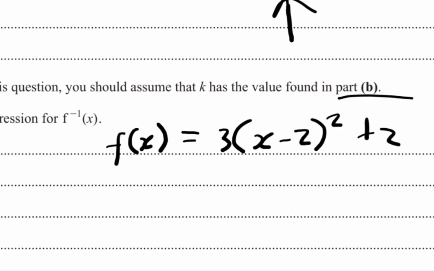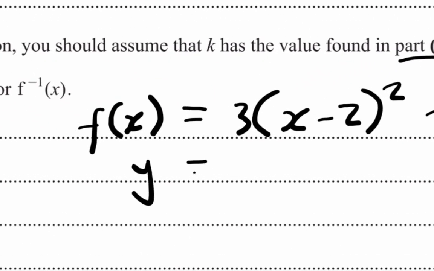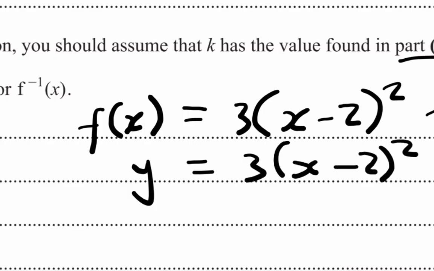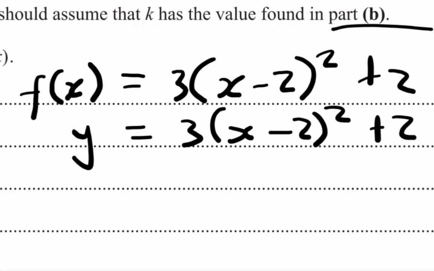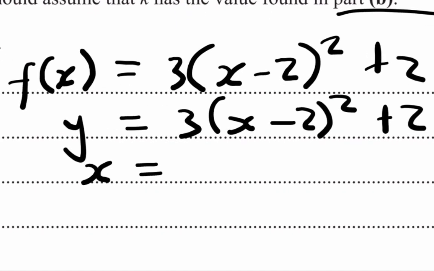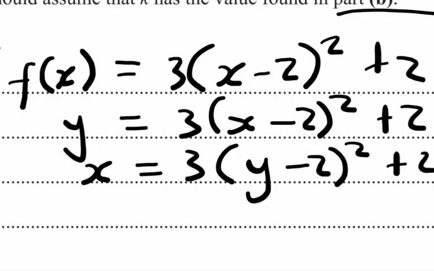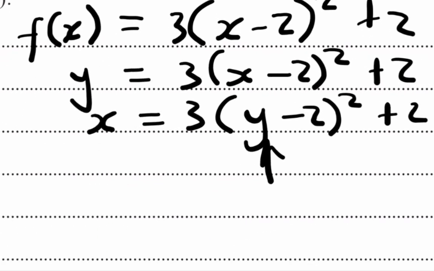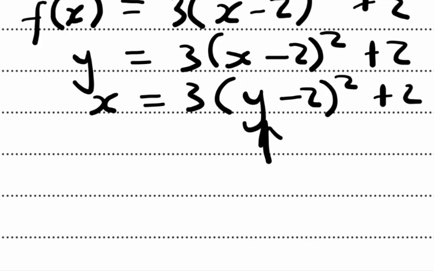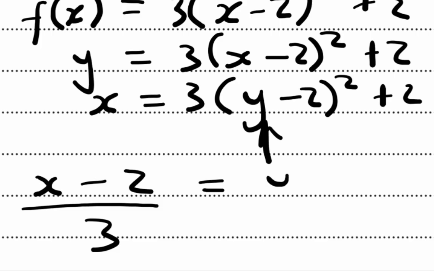And for me to get the inverse, I'll just say this is my y, and it's equal to 3(x minus 2) squared plus 2. Then I swap the y for x and the x for y. So this will be x is equal to 3(y minus 2) squared plus 2. Then I make this y the subject. So trying to make that y the subject, I will get the inverse. So (x minus 2) over 3 is equal to (y minus 2) squared.